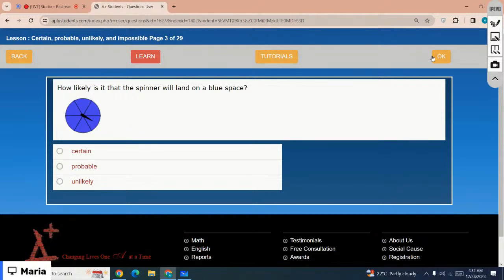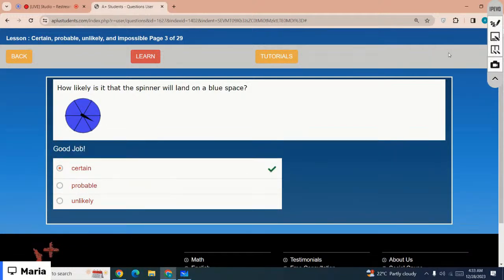How likely is it that the spinner will land on a blue space? Which is the correct option? It is certain, right? Whenever you spin the spinner, it will land on blue because all the portions on the spinner are blue. Got it?